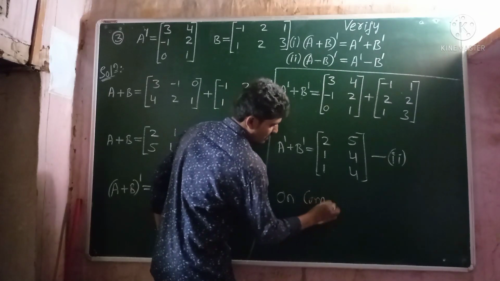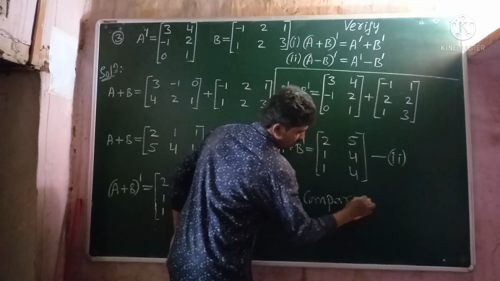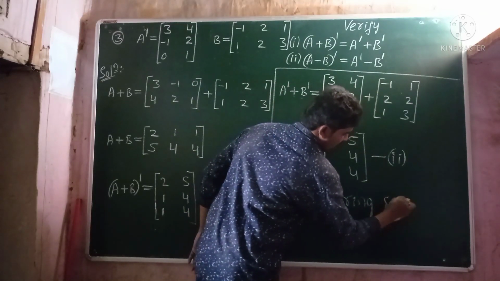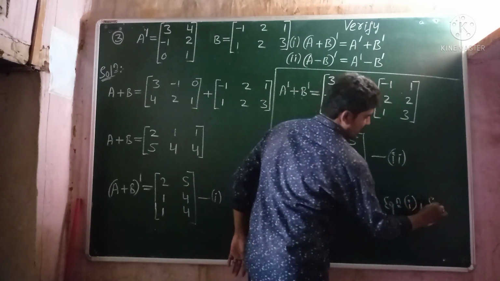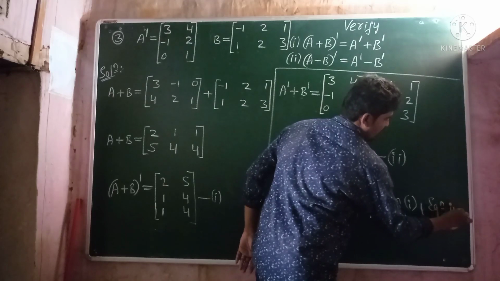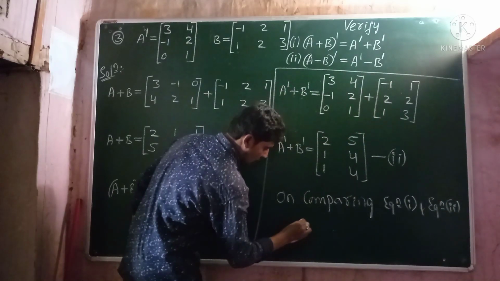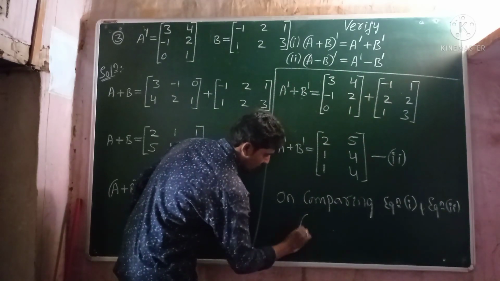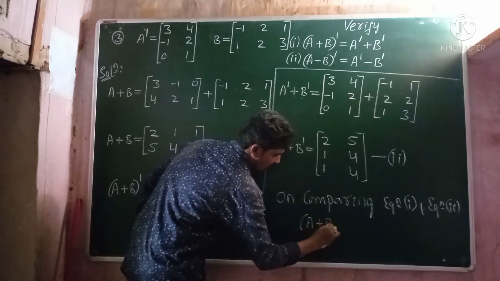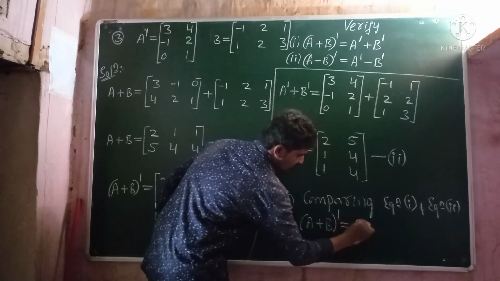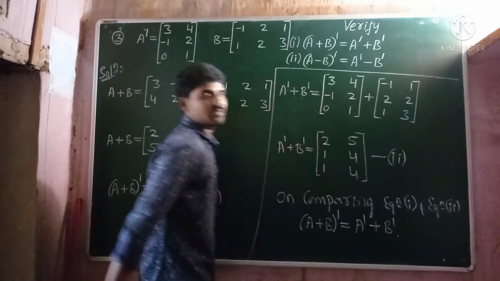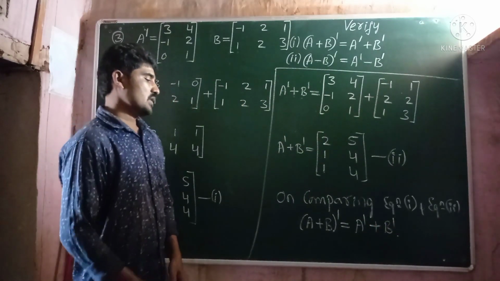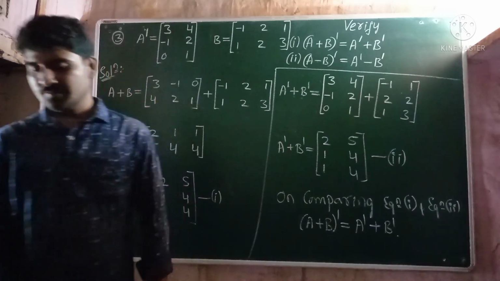On comparing equation 1 and equation 2, transpose of the matrix A plus B is equals to transpose of the matrix A plus transpose of the matrix B. I hope all of you understood. If possible, take a note.